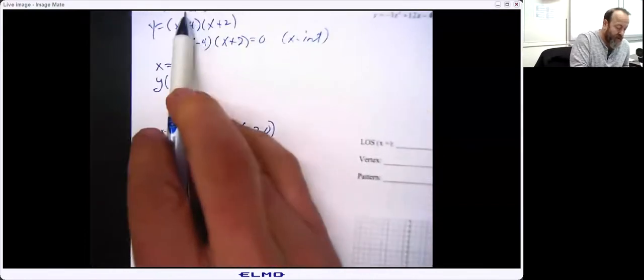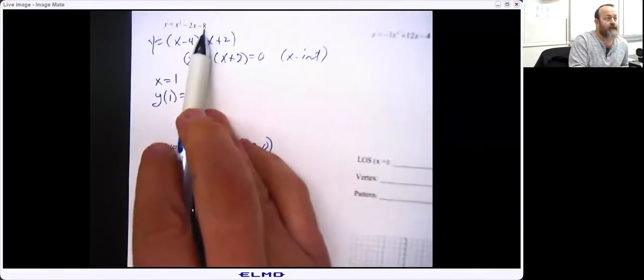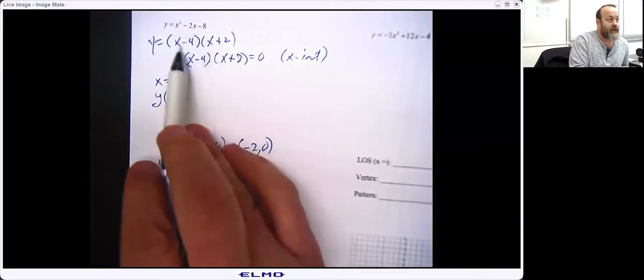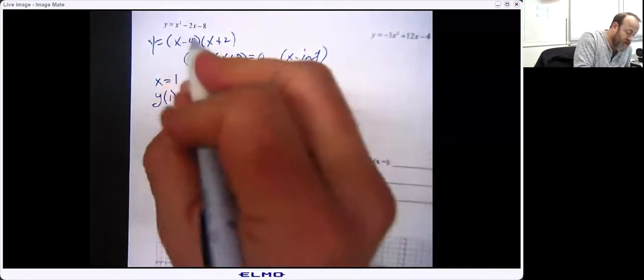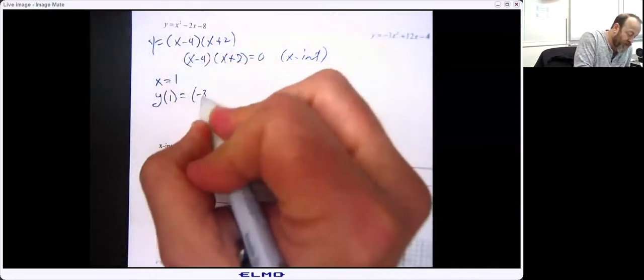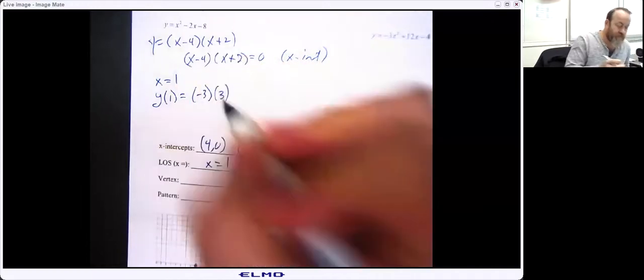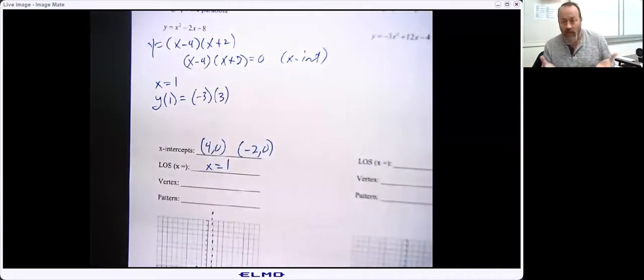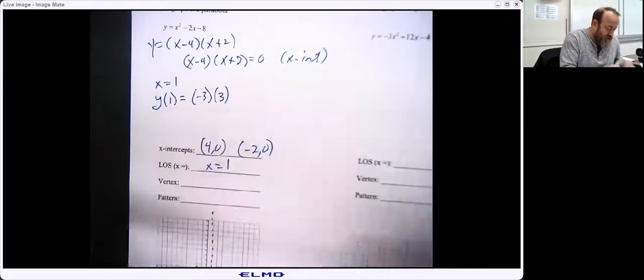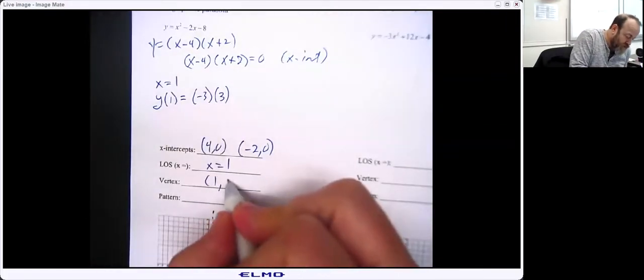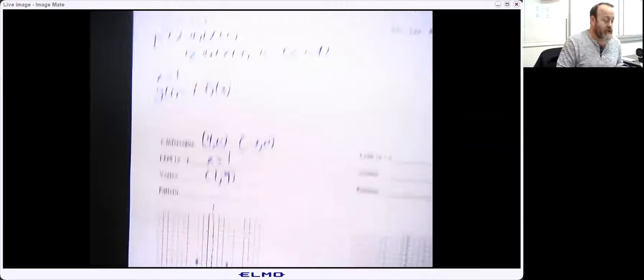And you can either plug it into the original problem, which we talked about, or you can plug it into this factored form. But I think this is easier because 1 minus 4 is -3, and 1 plus 2 is +3. And that's amazing because it shows us those opposites that we've talked about. So the vertex is the coordinate (1, -9).